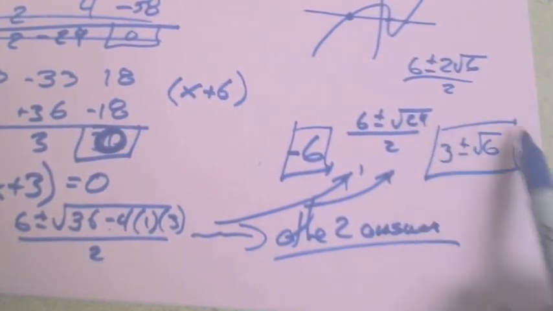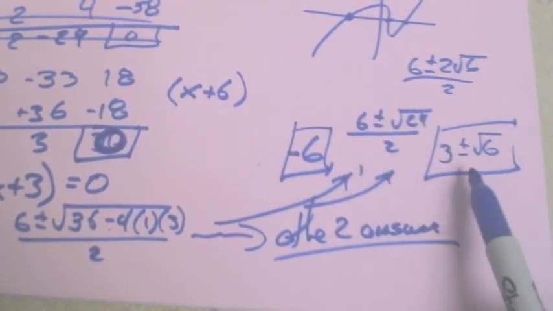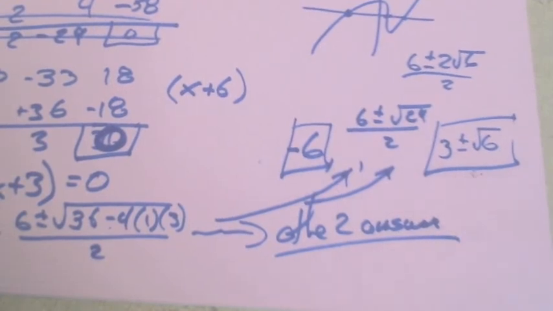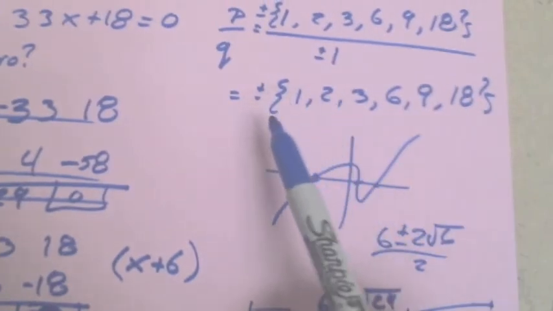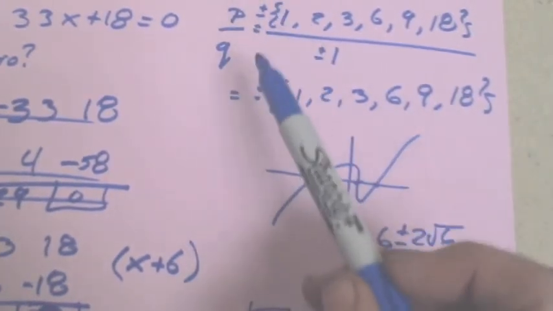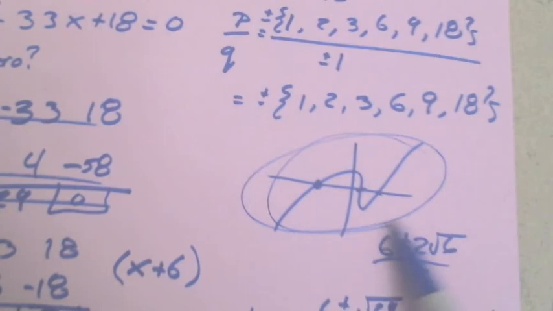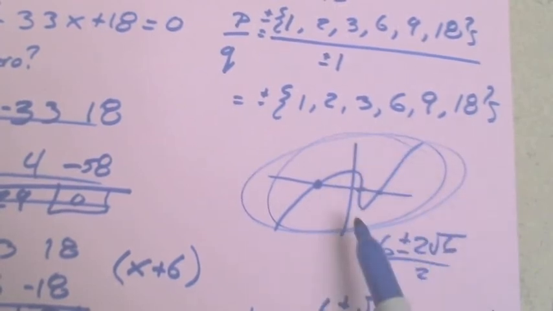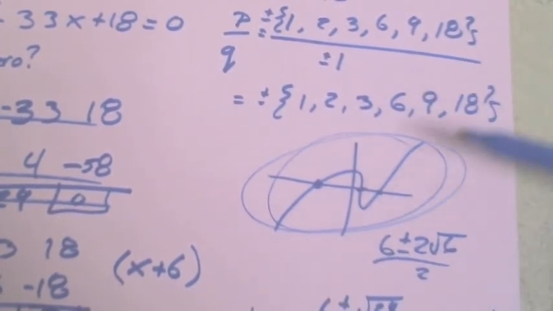This is an exact value. I don't want the decimal approximation. I want the exact but reduced value. So the big thing is kind of coming up with this list of possibles using your rational root theorem, or using the graph to get a sense of what's possible. Or actually, I like a combination of both.